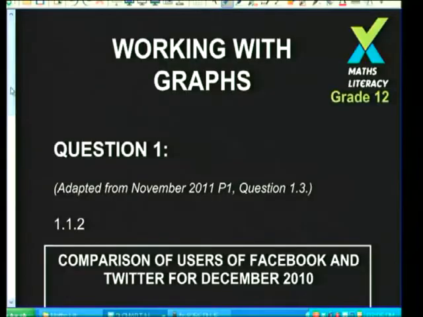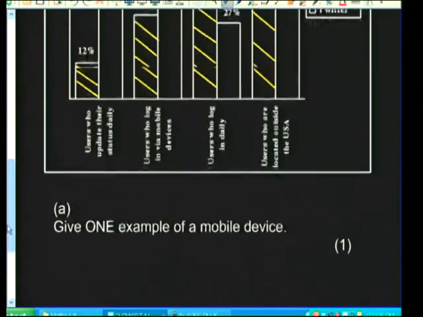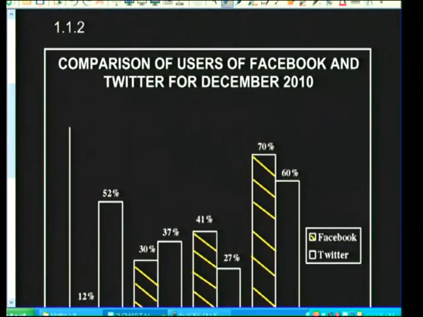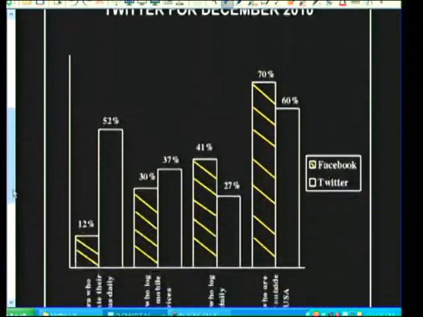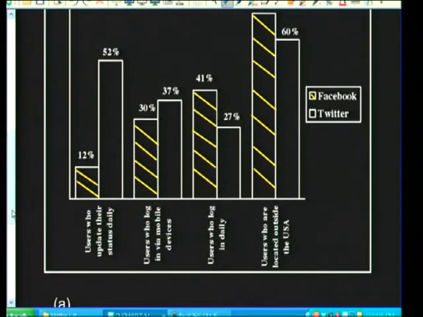Cool. Let's move on. Now, my next part of that question says this. Right. Now what we're doing is we're looking at a comparison of users of Facebook and Twitter for December 2010. And what you will now notice is we're putting it on a graph. Let's just have a look at this graph before we even look at the question, just like you would do in a matric exam.